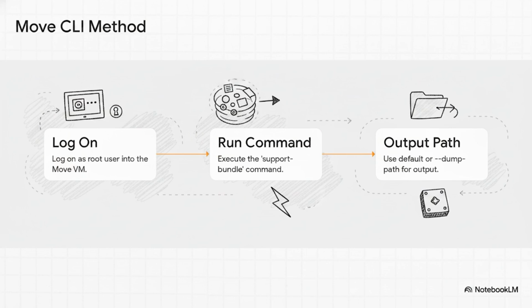Why might you use that instead of just letting it output to the default directory? Well, log partitions can fill up extremely fast. If your default home directory is low on disk space, generating a massive log bundle right there could actually crash the Move VM entirely by filling up the disk. By using that dump path flag, you safely pipe the support bundle to a secondary mount or a directory with plenty of space, keeping the appliance perfectly stable while you gather your diagnostics.